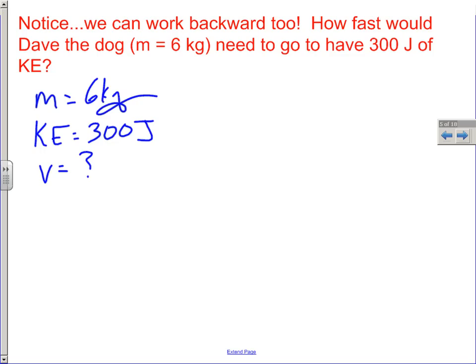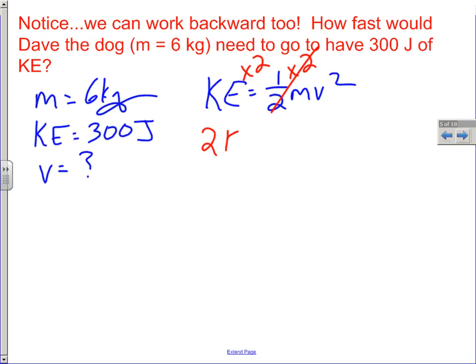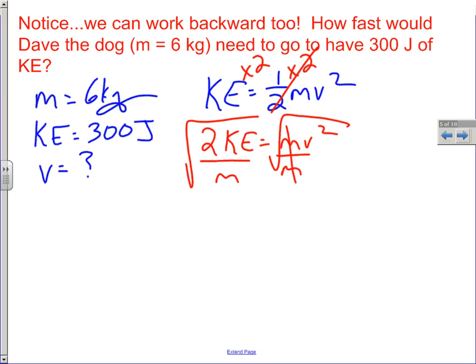Right? So we got to do a little bit of algebra. KE equals 1/2 mv squared. We could just plug our numbers in and solve for v, but this is going to come up fairly often. So let's do the algebra now. We're going to multiply both sides by 2 to get rid of the 1/2. So you get 2KE equals mv squared. Trying to get v by itself, right? So we're going to divide by m, and then take the square root of both sides. So you get v equals the square root of 2KE over m.